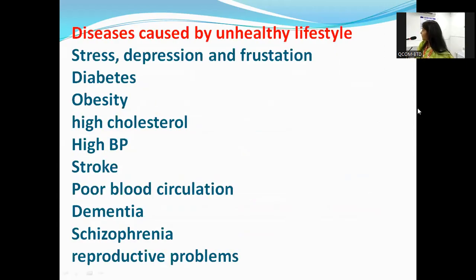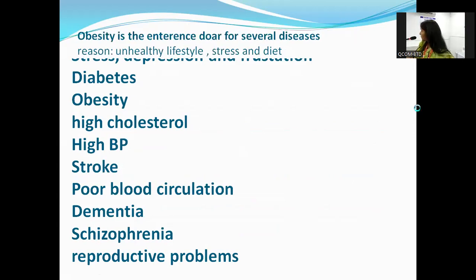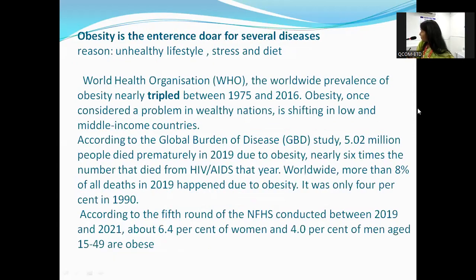Diseases caused by unhealthy lifestyles. Stress, depression, and frustrations are the main reasons for unhealthy lifestyles. Because of these, we get diseases: diabetes, obesity, high cholesterol, high BP, stroke, poor blood circulation, dementia, schizophrenia, and reproductive problems, which are very common in our modern lifestyle. Obesity is the main entrance door for several diseases. So the reasons are unhealthy lifestyle, stress, and improper diet.